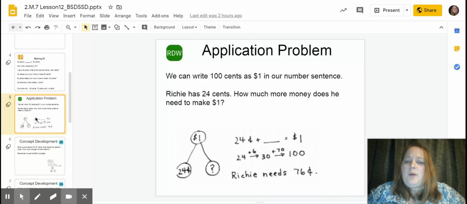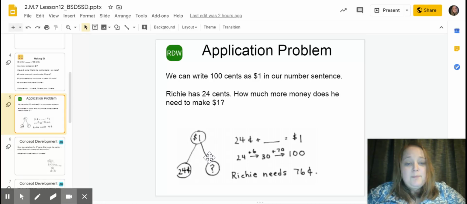I like the way that we're going to read, draw, and write. So I read the problem. Now I need to draw. Now look at that number bond right there. Oh, nice job. They have written $1 as my whole and 24 as my part.